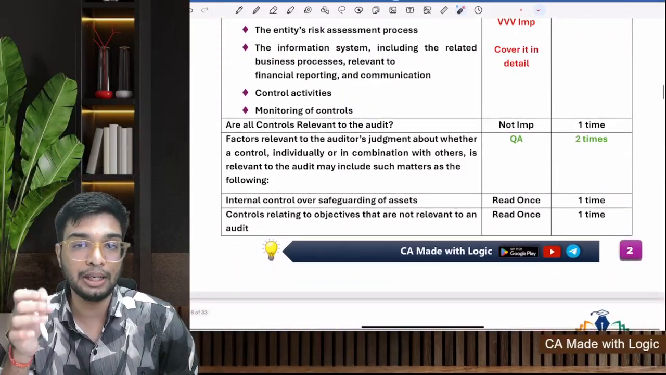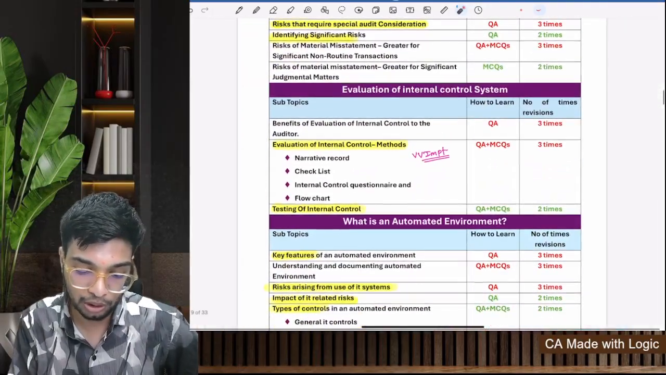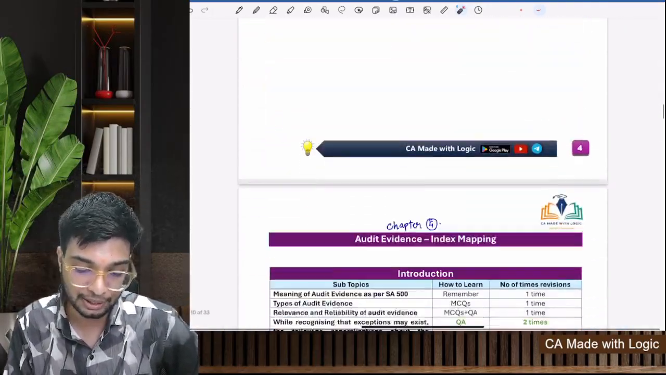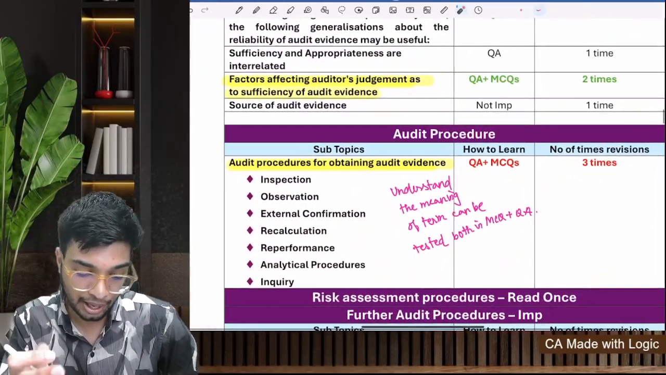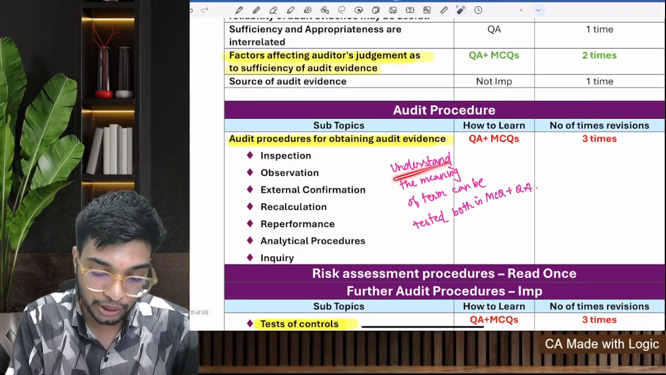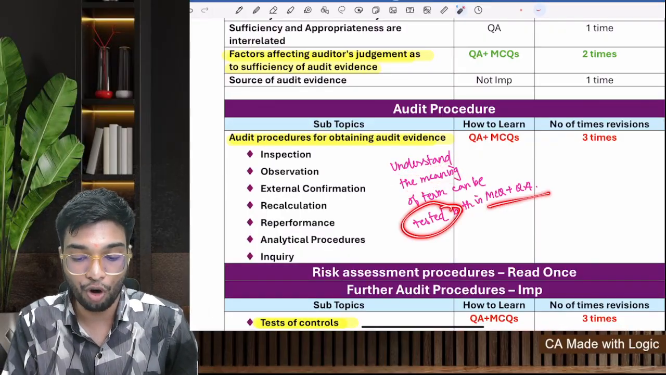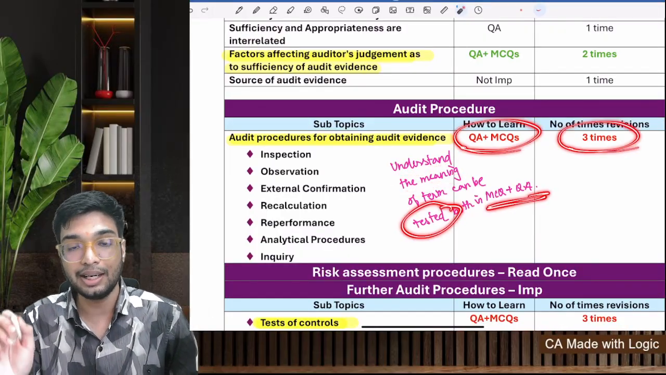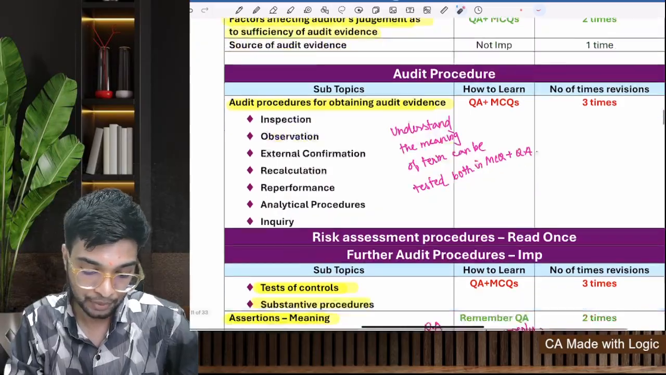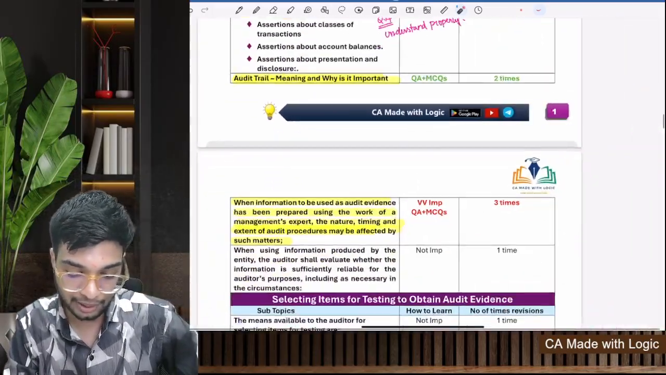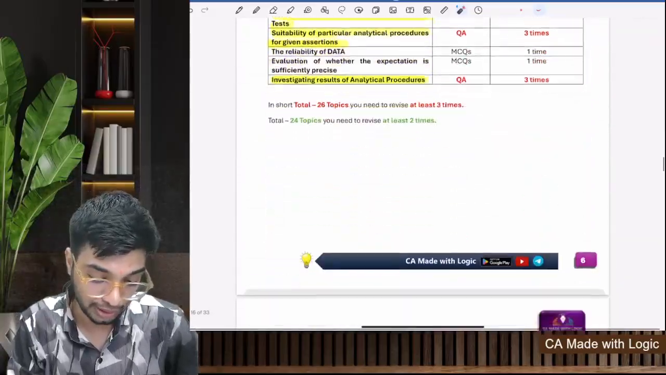This index mapping has been completely prepared as per the ICAI study material. So you just cover all the important things, wherever I have highlighted. I have highlighted this very accurately and in detail, and even written somewhere how you need to learn this concept. You need to understand the meaning of the term. And this can be tested in the form of MCQ as well as in question answer. 3 times of reading is definitely needed if you were revising it earlier. Everything I have highlighted in detail. Just go through this PDF. This is of 33 pages.